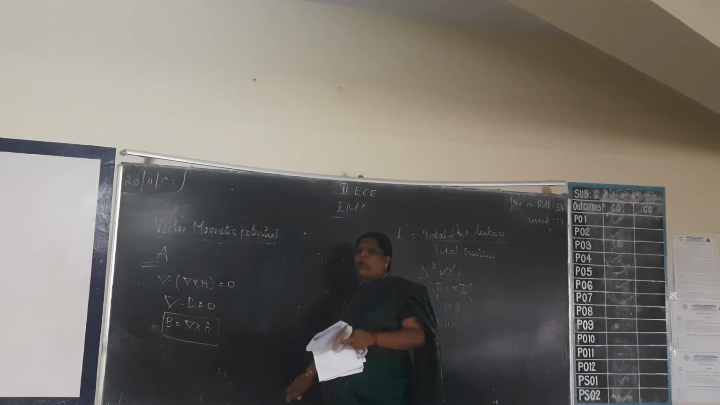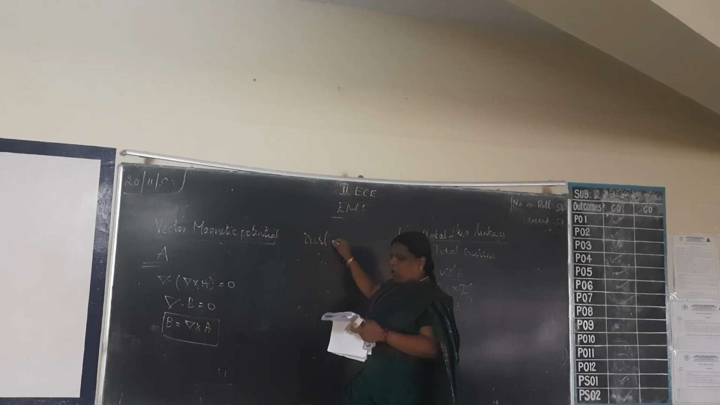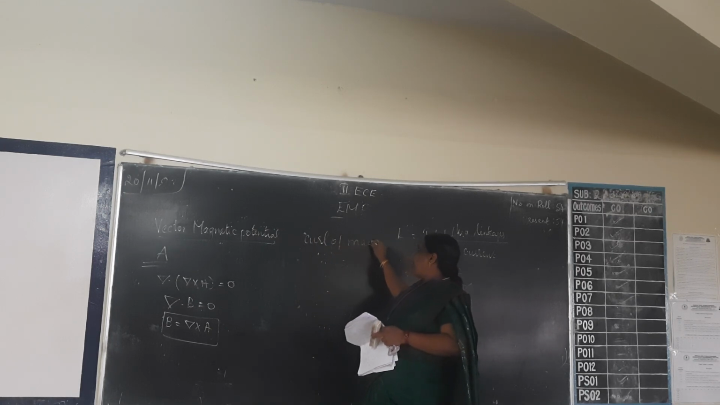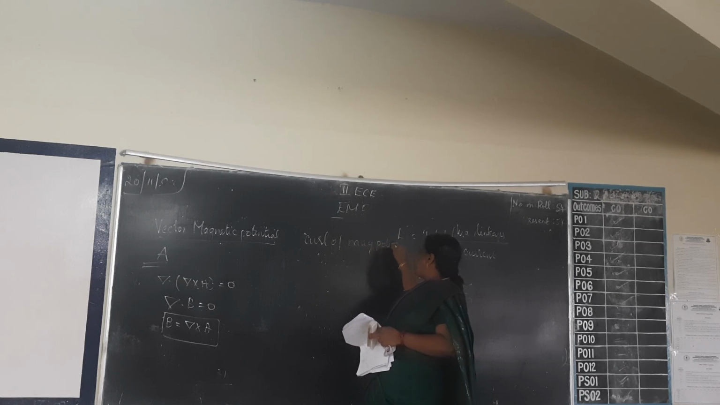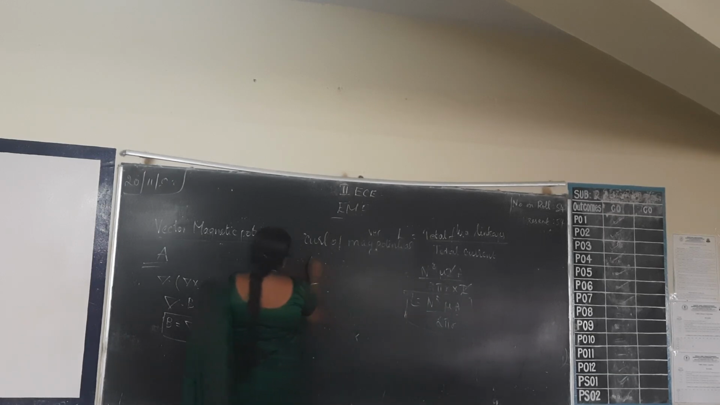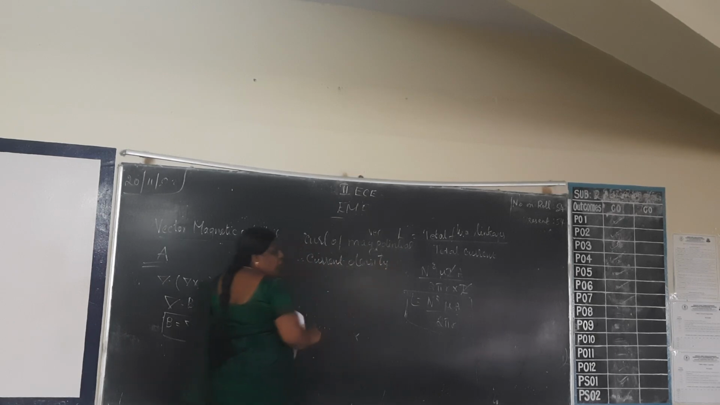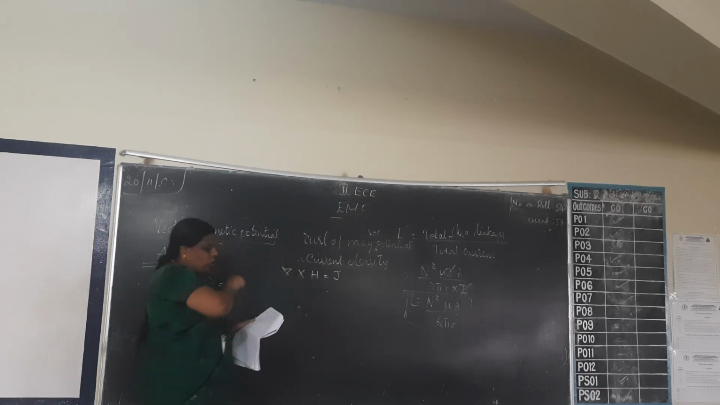B is equal to del cross A. So the curl of magnetic vector potential gives B, and the curl of H is equal to the current density. So del cross H will be equal to J.